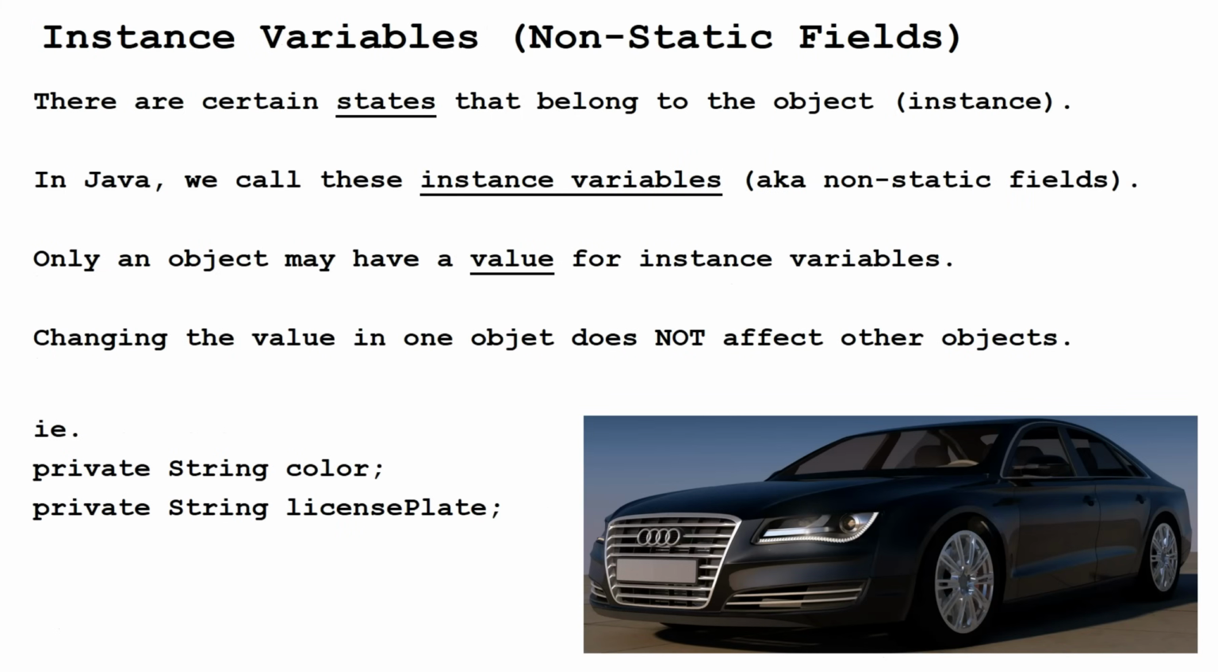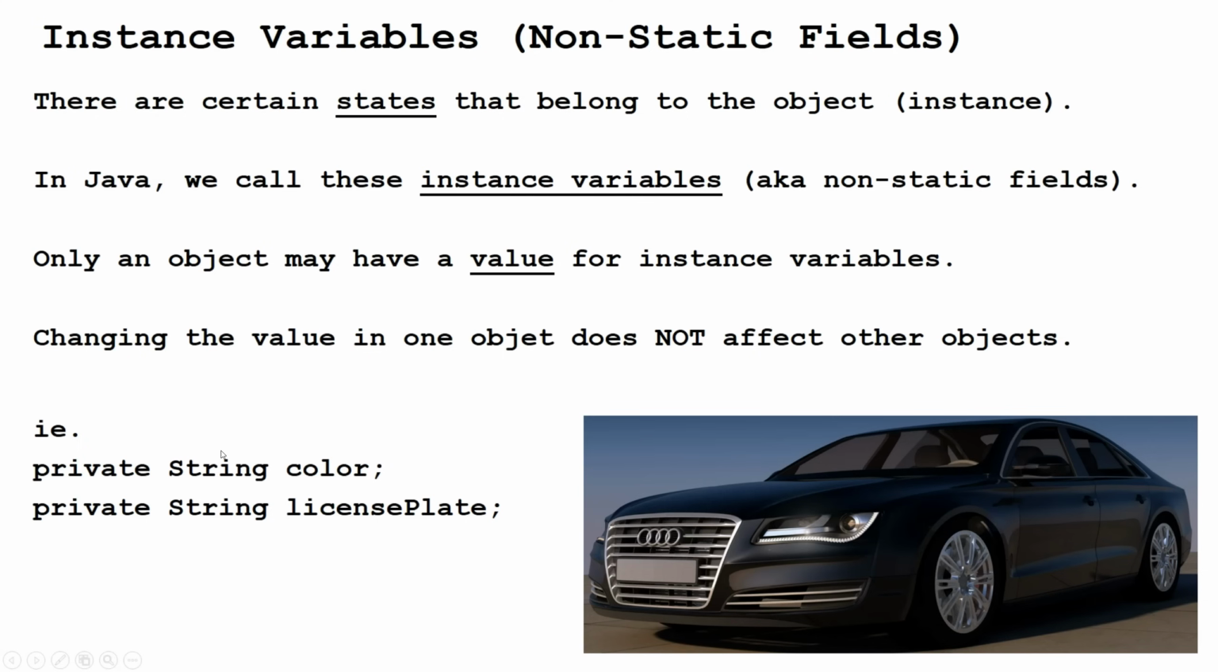We also have instance variables. And these instance variables, also called non-static fields, don't have an actual value until we create an instance of the class. So we can lay out what their value will be, but we can't access that value until we create the instance. So in Java, we call these instance variables, also known as non-static fields. Only an object may have a value for the instance variables, though, like I said, we can set out what the value will become in the class. And changing the values in one object does not affect other objects.